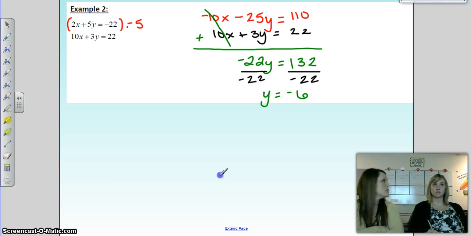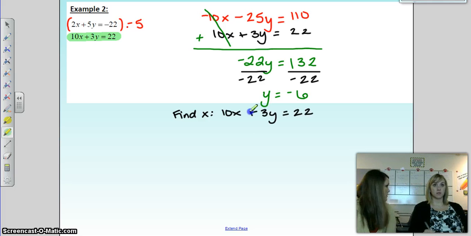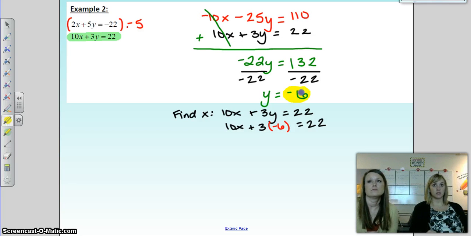Okay, so now this says y equals negative 6, so I need to find x. Yes, so I find x by plugging in y. Okay, so let's go back to, I don't care which, let's use the bottom one. Sure. We used the top one last time. Yeah. So 10x plus 3y, but again, we're not using the y here. We're going to plug in negative 6 instead. So 10x plus 3 times negative 6 is 22. And again, we got that because y is negative 6, plugged it in for y, and there you go.